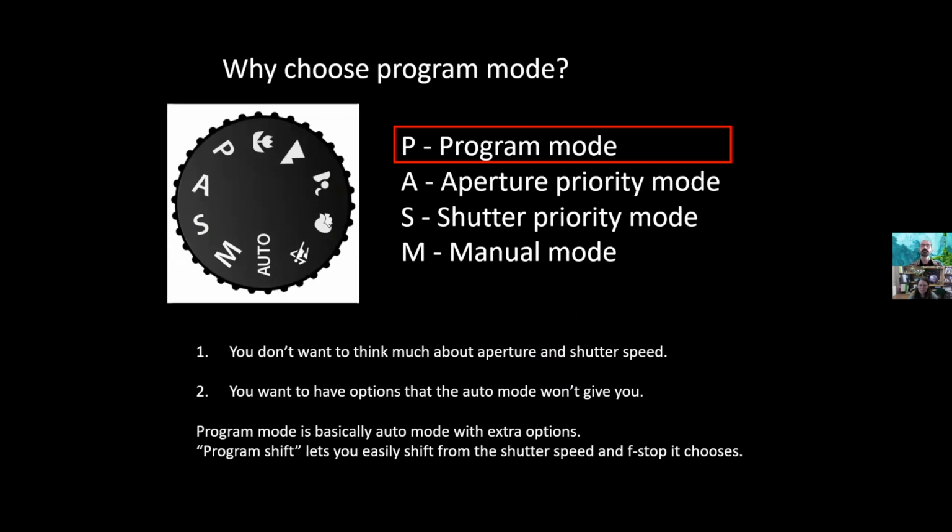Program mode. So this mode is essentially auto mode, except it gives you some more options. So I would never shoot in auto mode. I would almost always shoot in program mode. It's really easy, but there are these little different things you can do. And some cameras have what's called program shift. So when you're shooting program mode, your camera decides what all the settings are for you, but usually you can just turn a dial and essentially shift the settings one way or another if for whatever reason you want to do that.